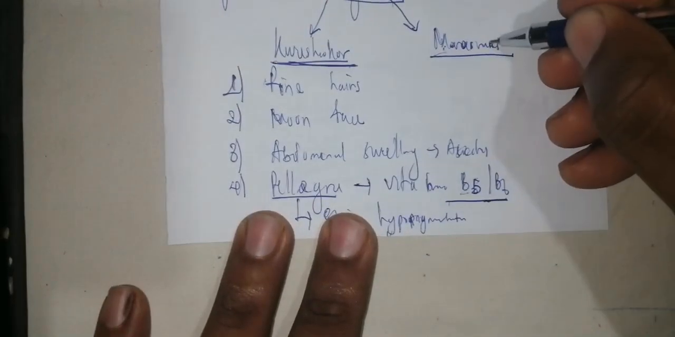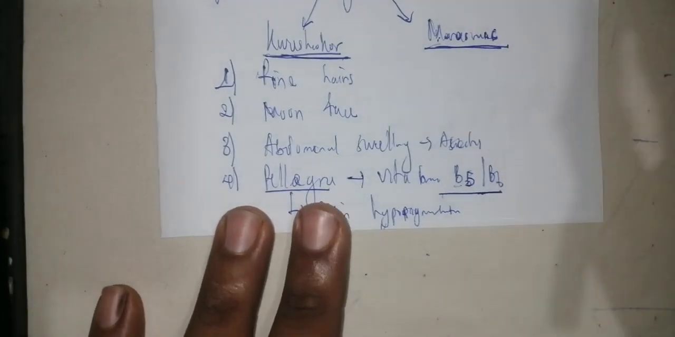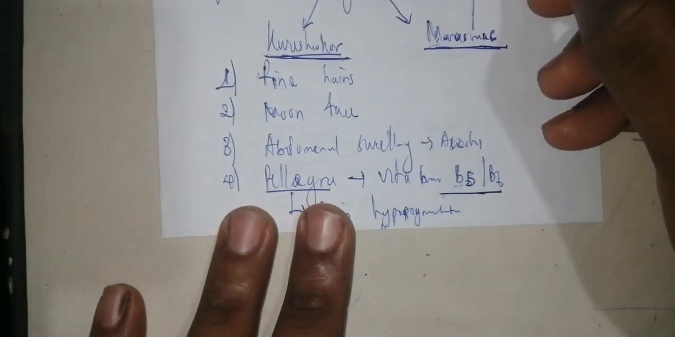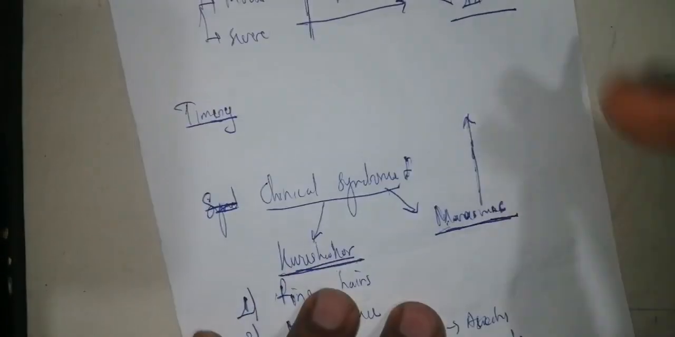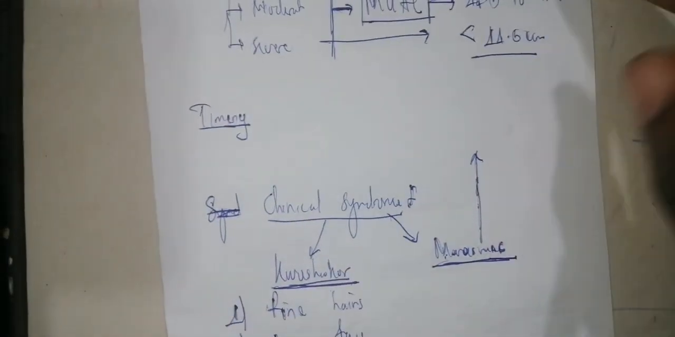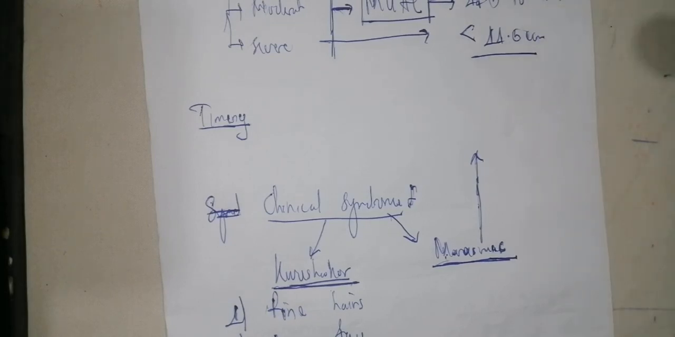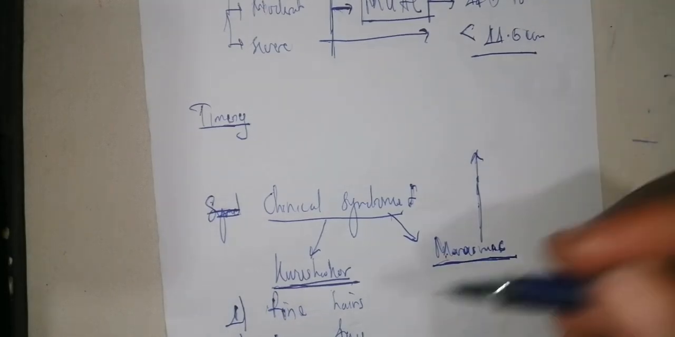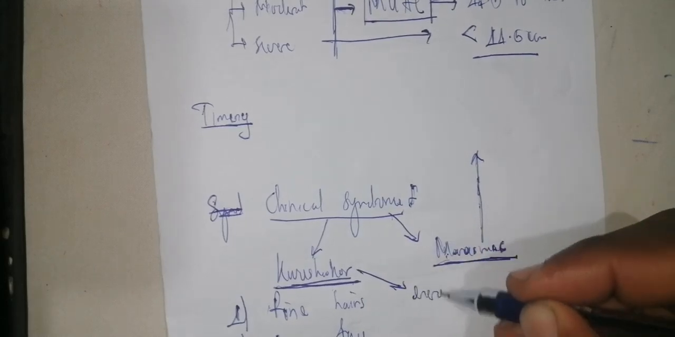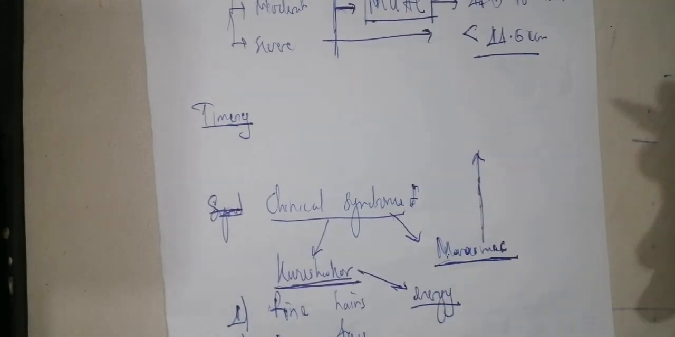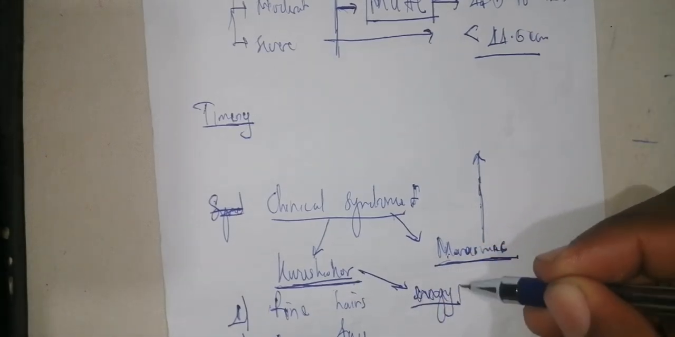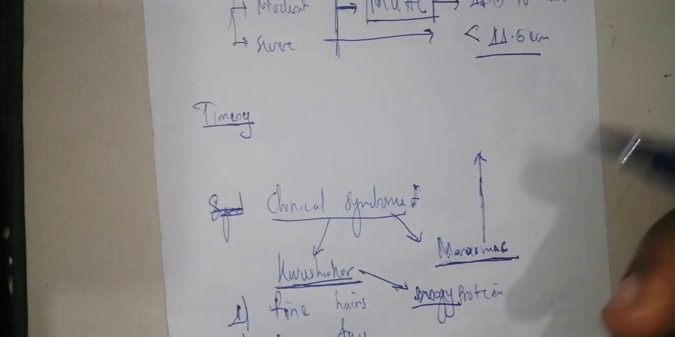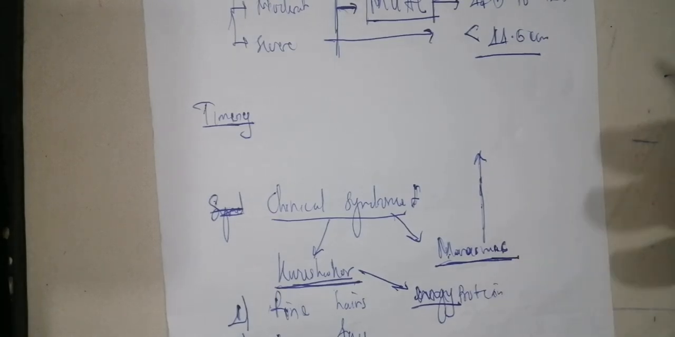Now the next element is the marasmic syndrome. For the marasmic syndrome, you need to know what you are going to visualize on physical examination. Generally, marasmic syndrome is where both protein and energy are deficient, but in kwashiorkor syndrome there is just a protein deficiency. So what do I mean? In kwashiorkor, the patient mostly lacks only proteins, but the carbohydrate and fat are still present. But in marasmic syndrome, both protein and energy are lacking.